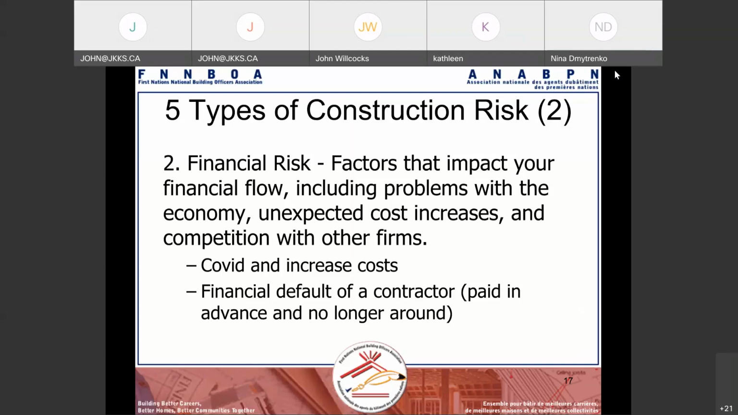There's also the question of financial defaults of the contractors. In some cases, you pay them in advance and you don't see them again, or you pay them the final payment and they don't come back and make the final repairs. So it's all the financial risk associated with a building and cash flow.